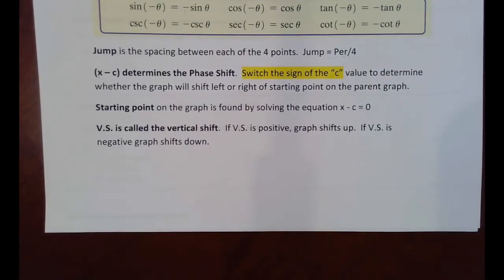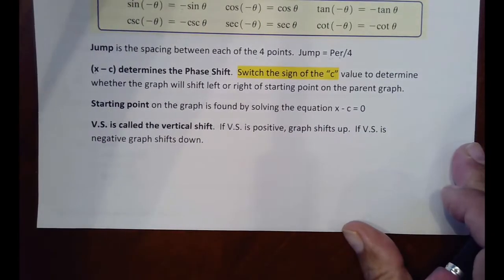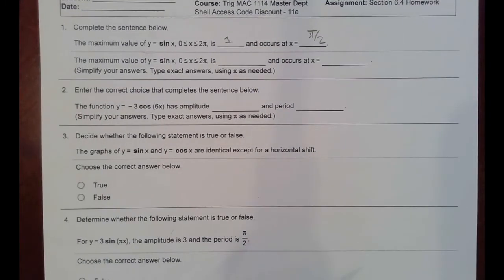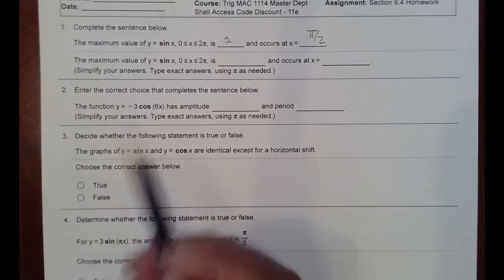Okay, so let's continue answering the questions now that we've gone over several things here. We've answered number 1. Now let's look at number 2. Enter the correct choice that completes the sentence. So now that we know a little bit about amplitude and period, we can answer questions that have to do with that. So the amplitude, and by the way, anytime you go to do the amplitude, note that there were absolute value symbols around my definition for amplitude.